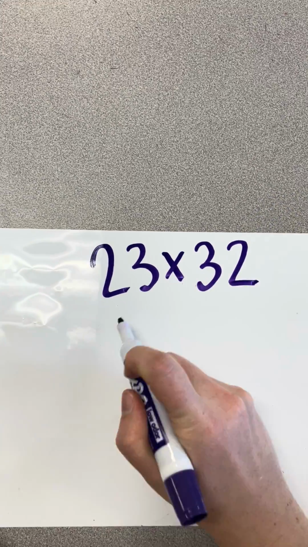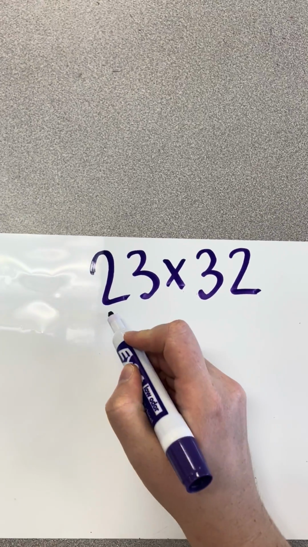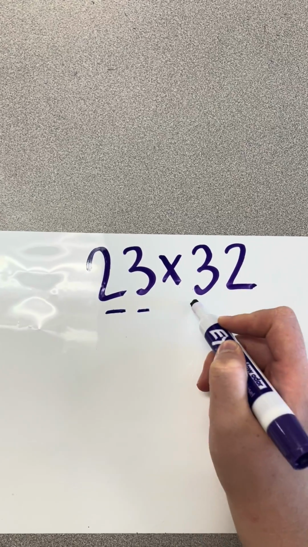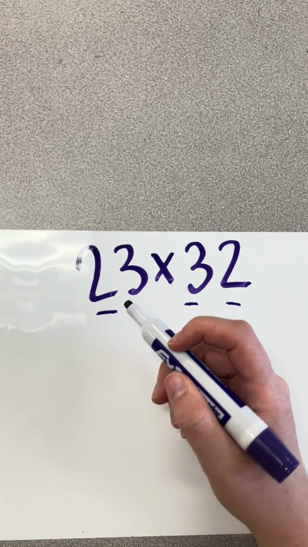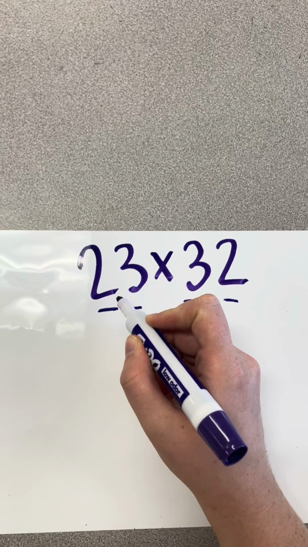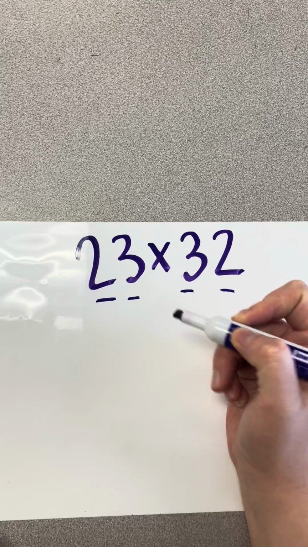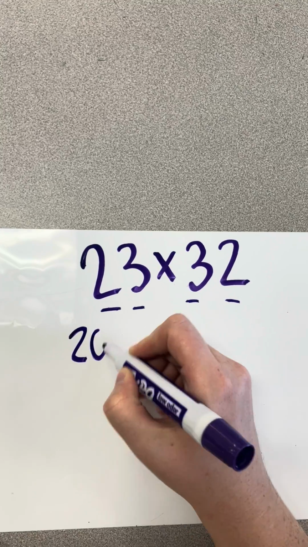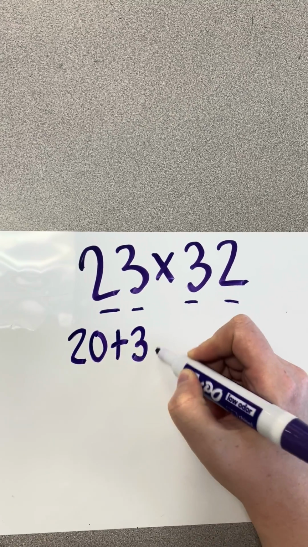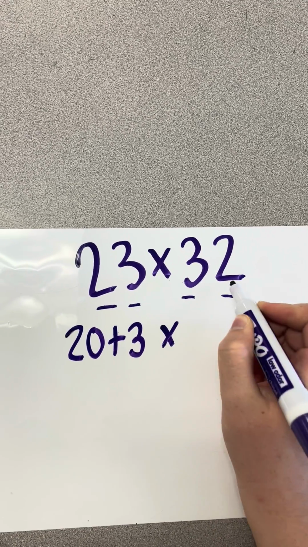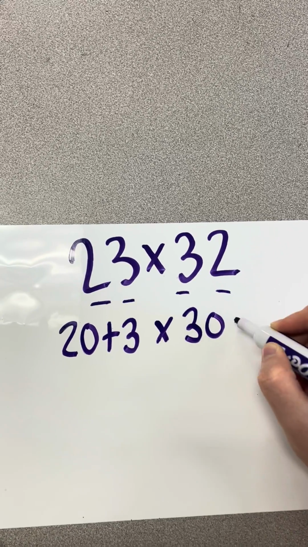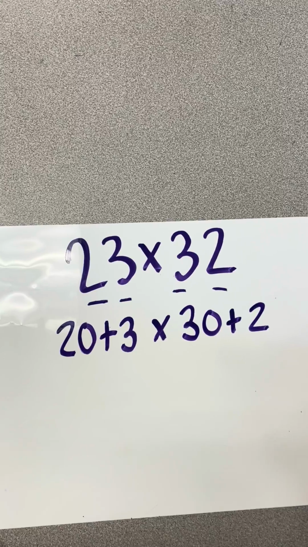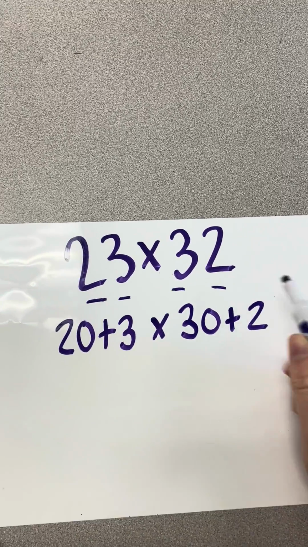Now, when we see these two numbers, we know that even though this is a 2, it doesn't really have a value of 2. So if we want to expand this number out, which means pulling it apart by place value, we would get 20 plus 3 times, when we pull this number apart, that 3 is actually 30, and the 2 would still be a 2. So now we've expanded each of our numbers out.